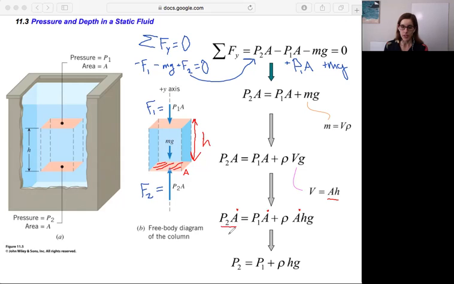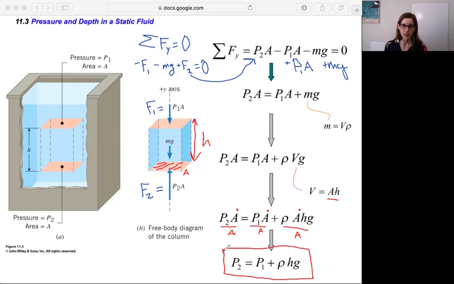So when we divide by A on both sides, or really every single piece of this, what we're left with is this equation. Pressure 2, notice there's no more A, it's just pressure 2 is equal to pressure 1 plus rho hg. So the density of the fluid times the height times g, our acceleration due to gravity, 9.8.